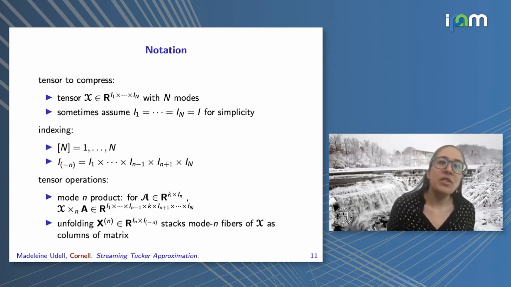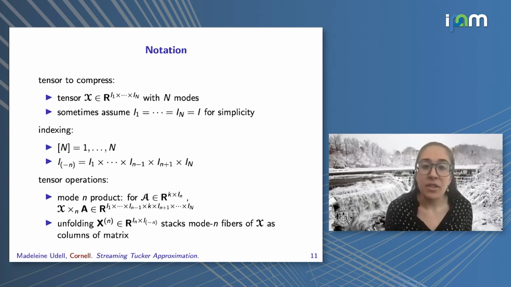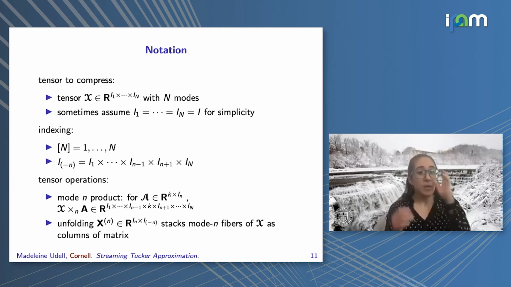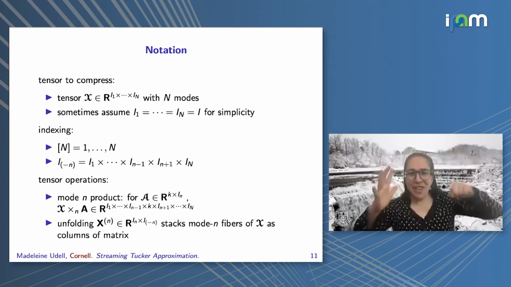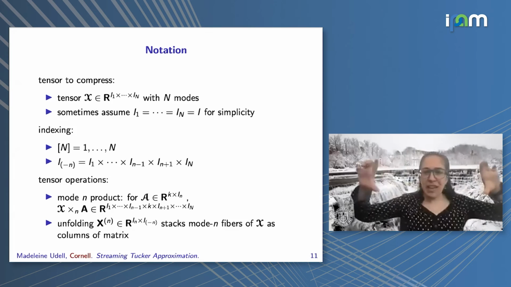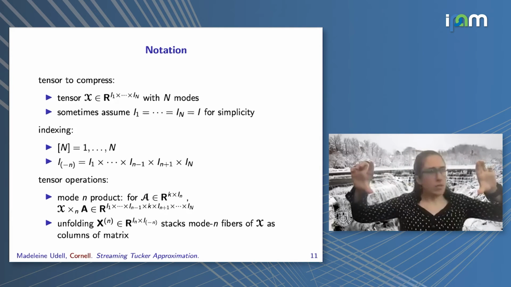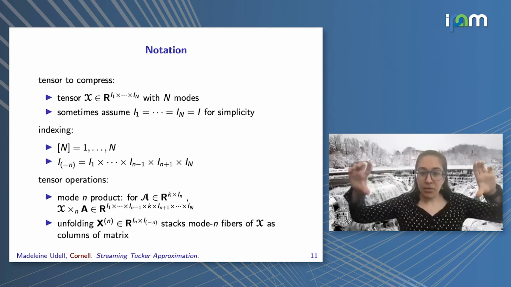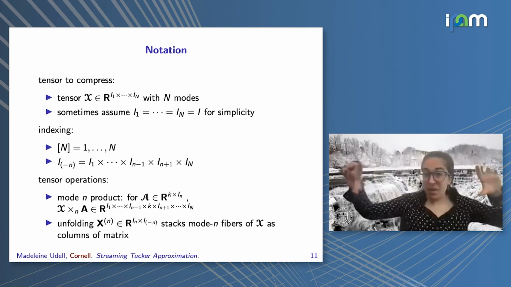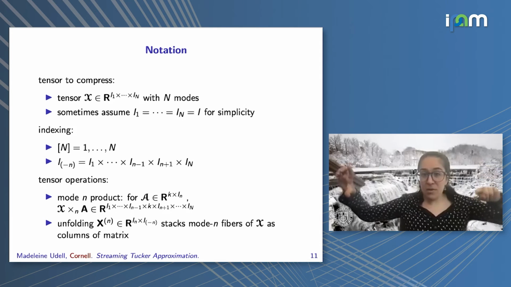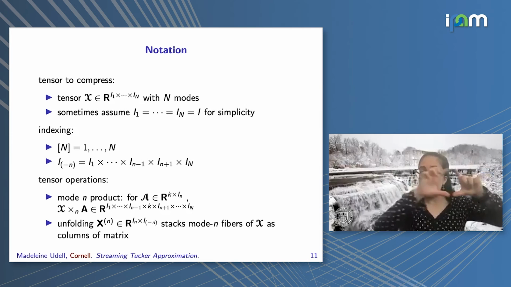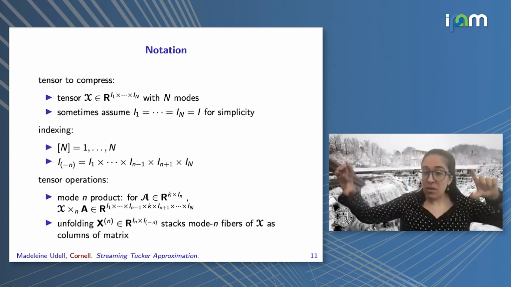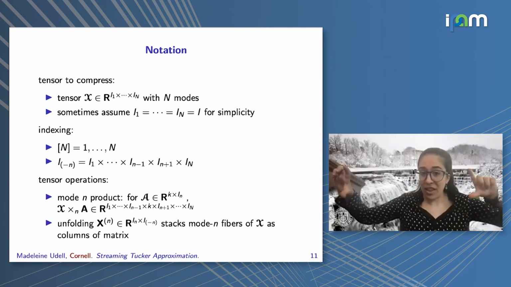And I'm going to use the unfolding of my tensor along the nth mode. Okay, so what that's going to do is take my tensor, look at the fibers that run along the nth mode, and collect those as columns of a matrix. So the result of an unfolding is going to be a very, very fat matrix. The number of rows is going to be the same as the dimension along the nth mode, and the number of columns is going to be the total number of fibers that run along that nth mode.